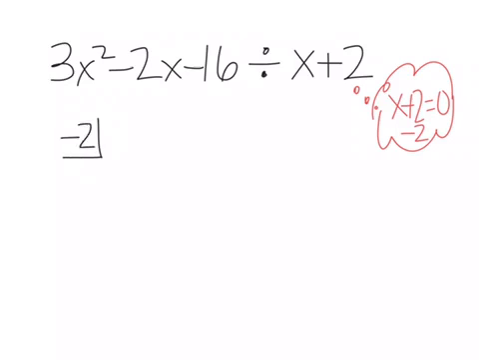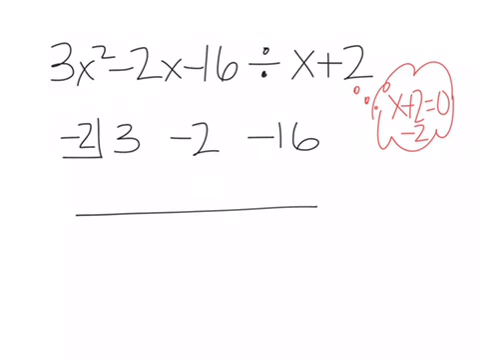You then take each coefficient and just write them across the top, okay? And you draw your line. So again, each of these numbers are these coefficients. Notice the negatives. That's really, really important. Okay, and then here's just the process.